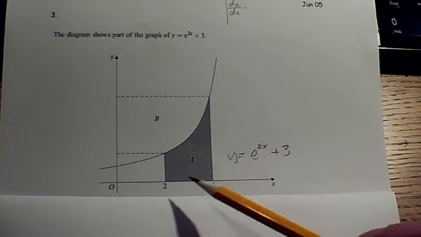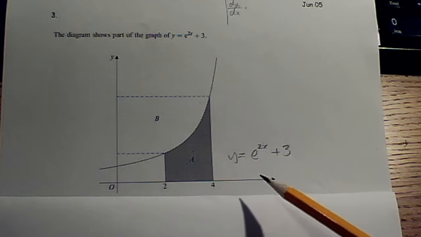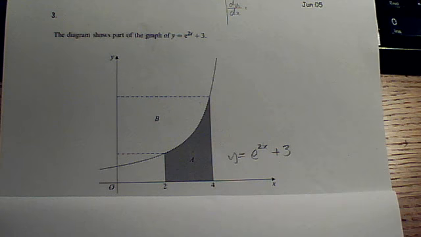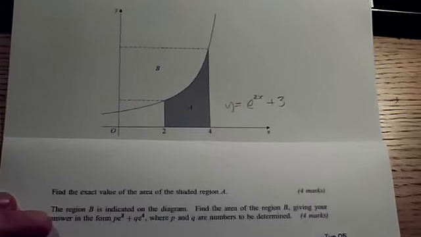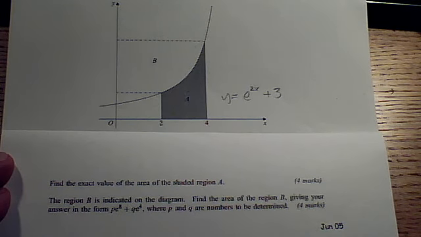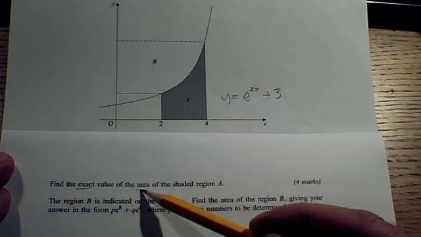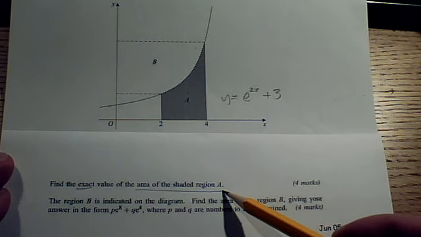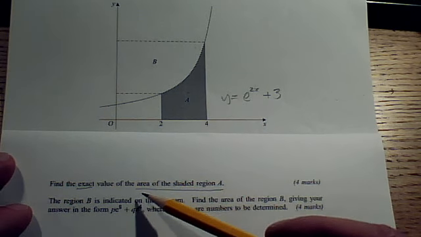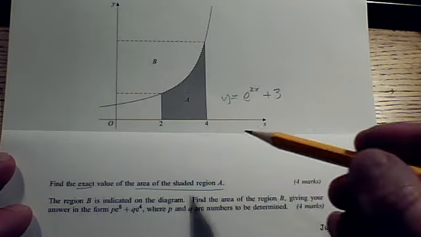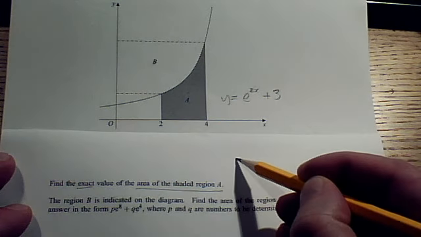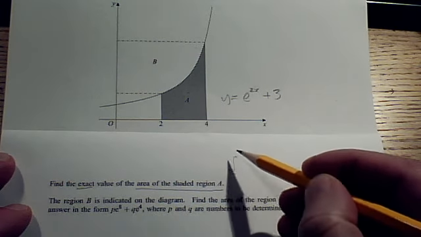Okay, this question concerns the graph of y equals e to the 2x plus 3. I've written that by the diagram so that I can actually just come down here to look at the question. We've got to find the exact value of the area of the shaded region. You know by now that questions about areas under graphs you do using integration, so you've got to set up an appropriate integral with the limits on.